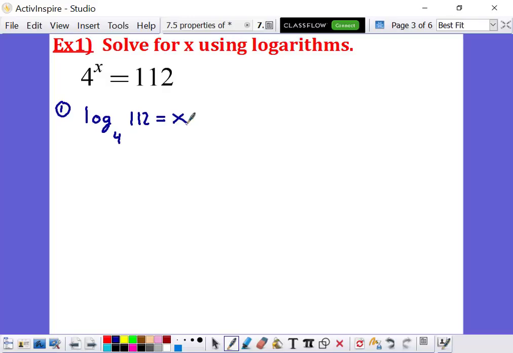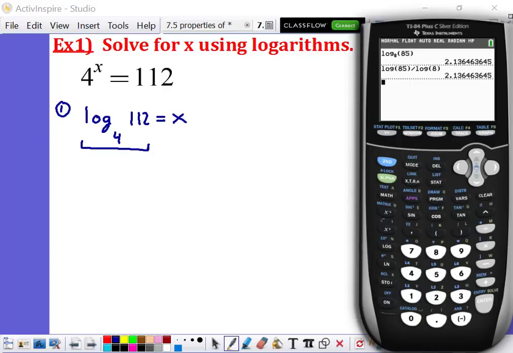So then very clearly you can see all I have to do at this point is evaluate this log in my calculator using one of the two methods. Okay? I'm going to do change of base. So I'm going to do log of 112 divided by log of 4, and I get an approximation for x that is approximately 3.404. Okay, that's one way to do this.